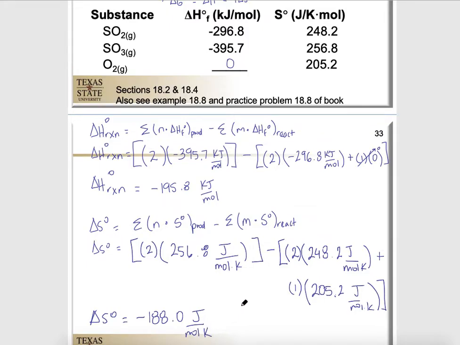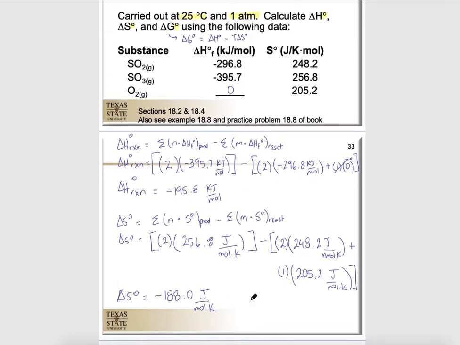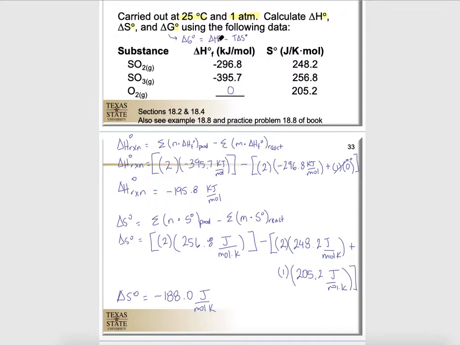Now, before we go to the next step, remember that the last step was going to be to find the delta G by taking the delta H that we already found minus the T times the delta S. Remember that in this equation, we need to make sure that we have the same unit type for our enthalpy and our entropy. Notice that our enthalpy right now is in kilojoules, while the entropy is in joules. So I'm going to go ahead and change this to kilojoules, and I do that by dividing by 1,000. So this is the same thing as negative 0.188, and that's kilojoules per mole Kelvin.